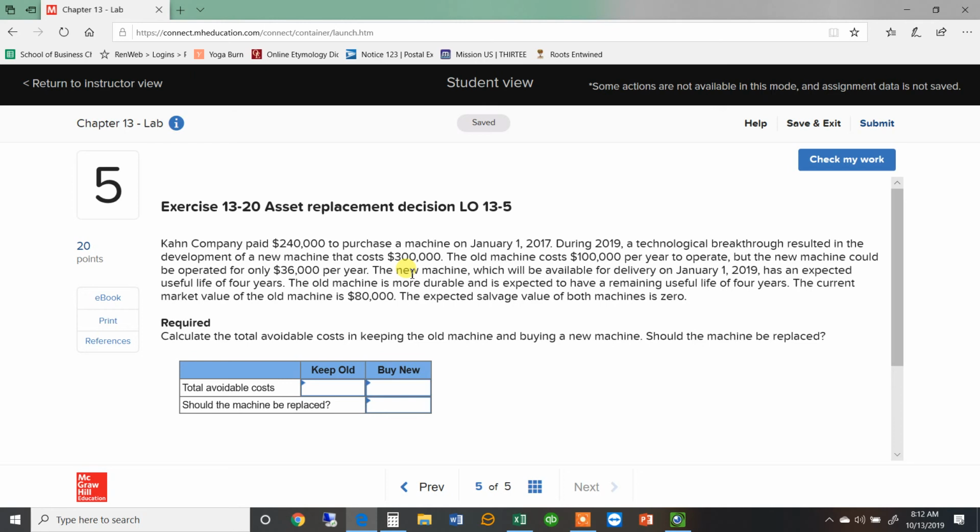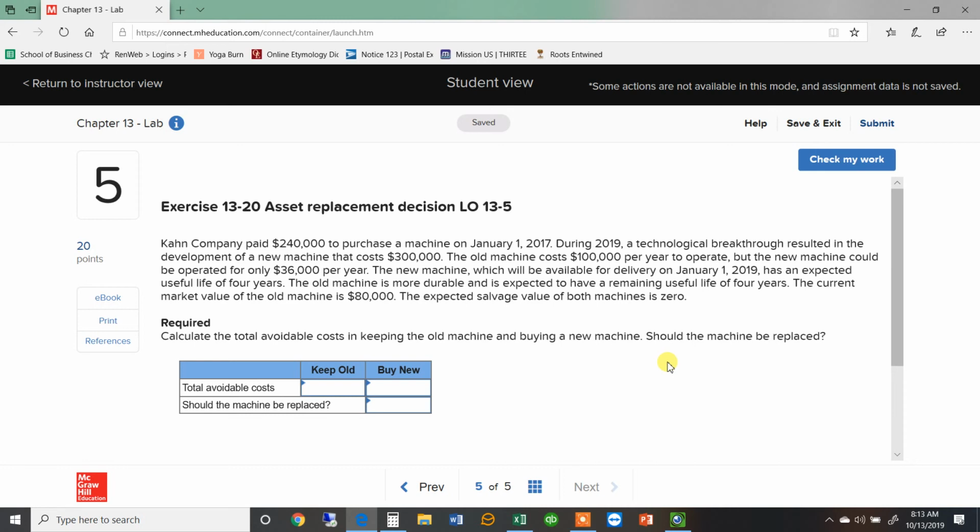So it says calculate the avoidable costs in keeping the old machine and buying the new machine. So should the machine actually be replaced? That's the question here. When you're taking this into consideration, there are some things we don't need to consider, and some things that we definitely need to consider.